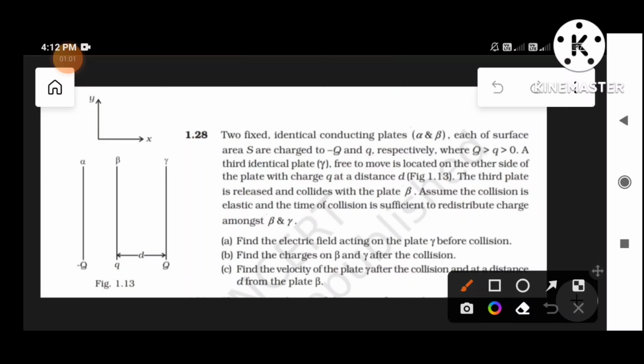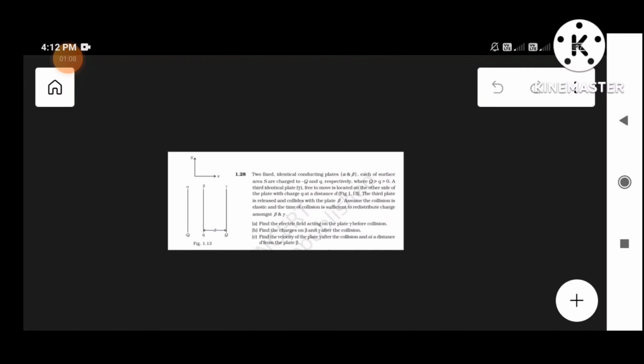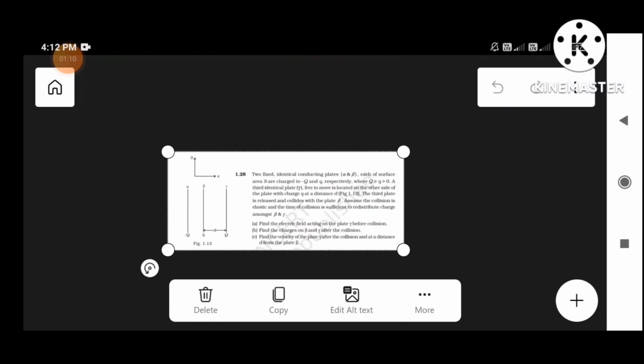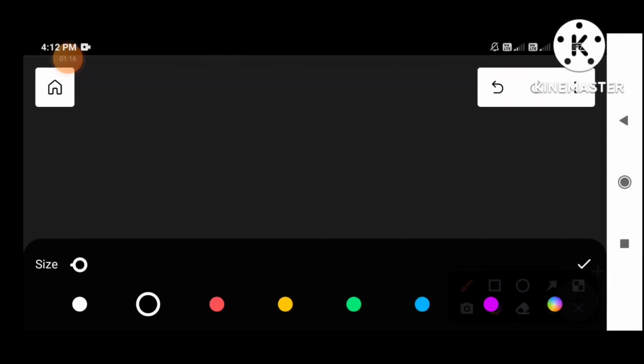Okay, so let us first remove this thing. Yeah, so we begin the first part of the problem, which is to basically find the electric field. Let us say that this is plate alpha, this is plate beta, and this is plate gamma.